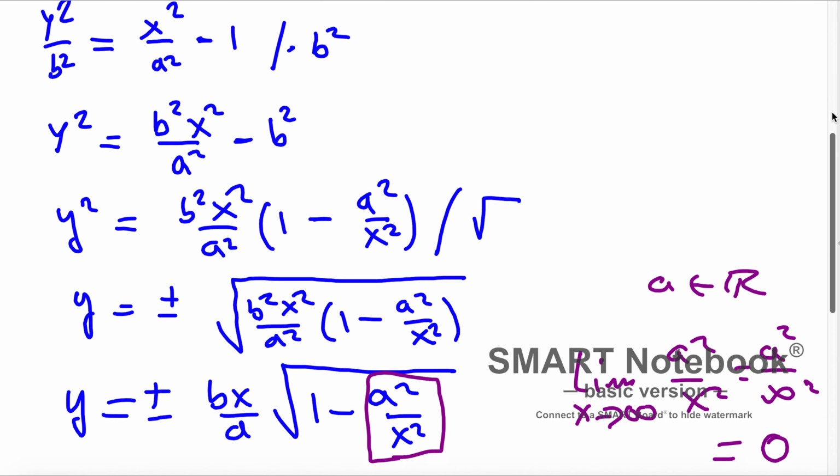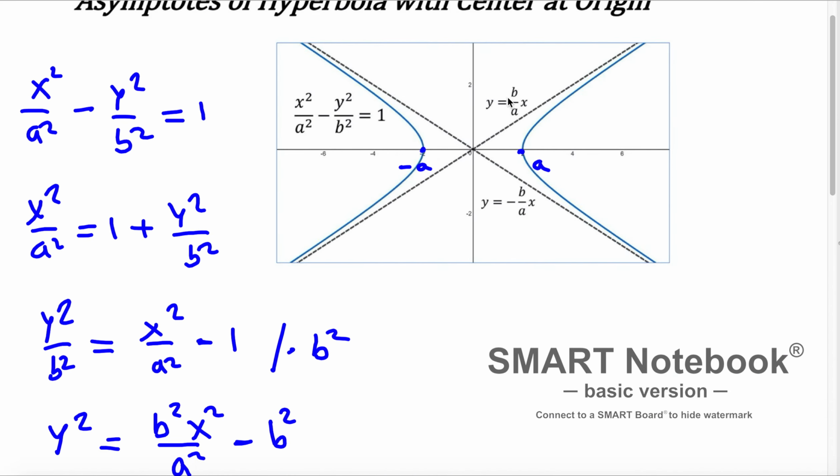Let me go up a little bit. We already proved that y is equal to b over a times x is one of the slant asymptotes here, and the other slant asymptote is y is equal to minus b over a times x. So we already proved those asymptotes.